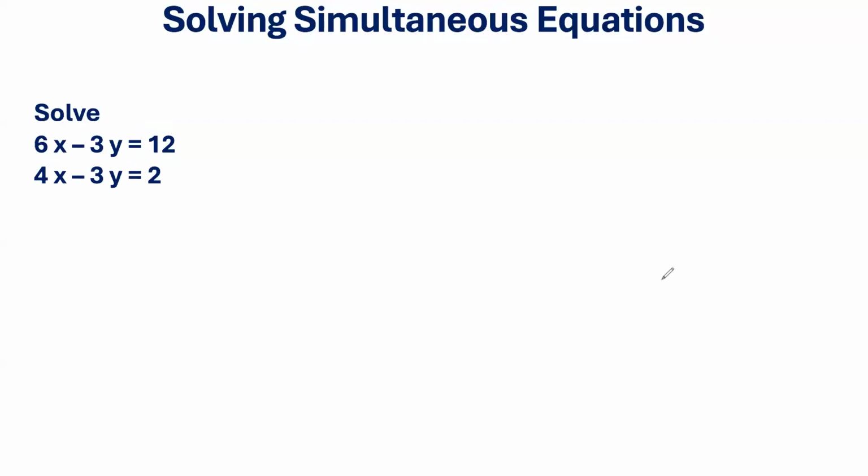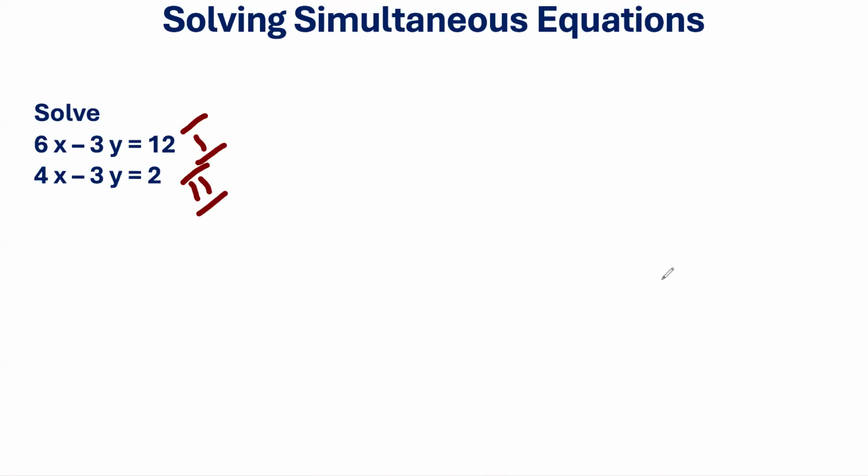You have to solve 6x minus 3y equals 12 and 4x minus 3y equals 2. Same question, you have to solve them simultaneously. Equation number 1 and equation number 2. Let's solve it. Equation 1 and equation 2.